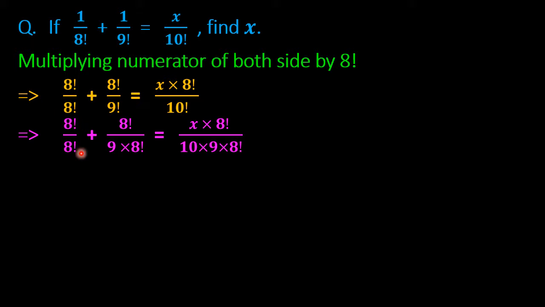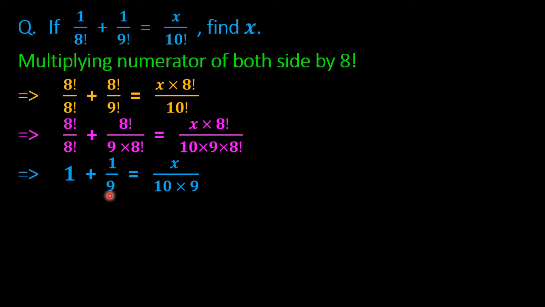Now in the first term, 8 factorial in the numerator and 8 factorial in the denominator can be cancelled out. In the second term, again 8 factorial in the numerator and denominator can be cancelled. Similarly from the right hand side, 8 factorial will be cancelled from both numerator and denominator. After removing the 8 factorial, the first term will be 1 by 1, which is 1, plus 1 by 9, and in the right hand side x by 10 into 9.